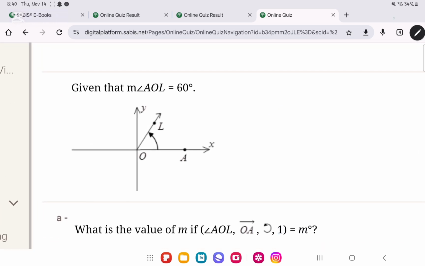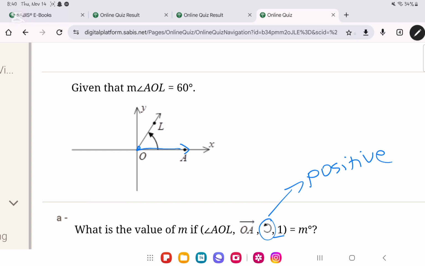So let's start. Given that the measure of angle AOL is 60 degrees, what is the value of M if angle AOL, okay, so we're talking about angle AOL, but with respect to which ray? To ray OA. And we are moving in the counterclockwise direction, the same as in physics. Counterclockwise means positive direction. Clockwise means negative, okay? And we are going one rotation. We need to find the value of M.